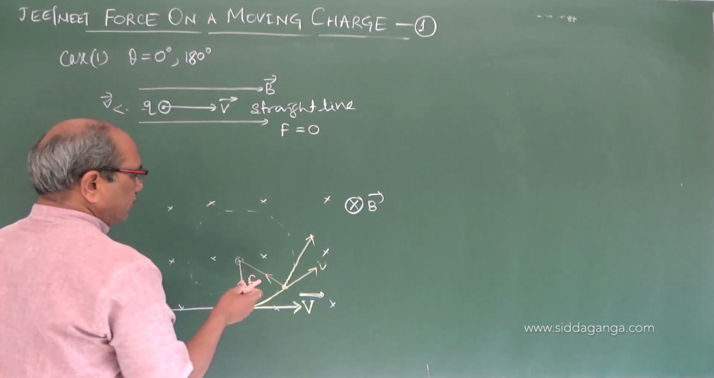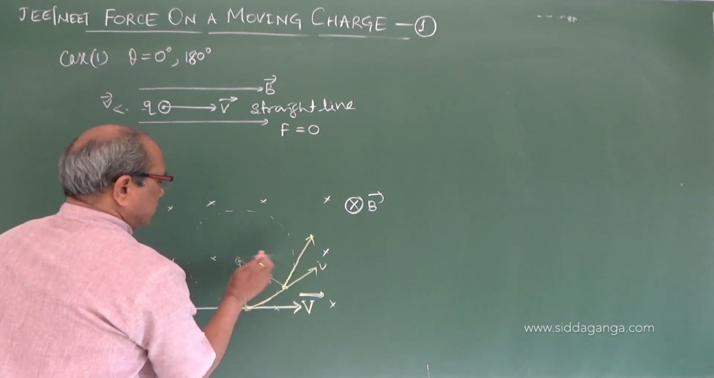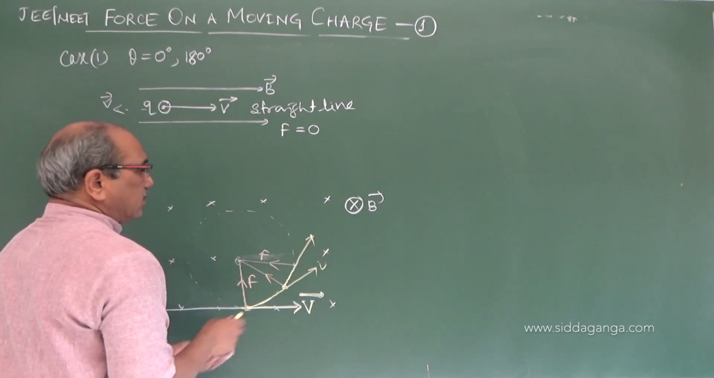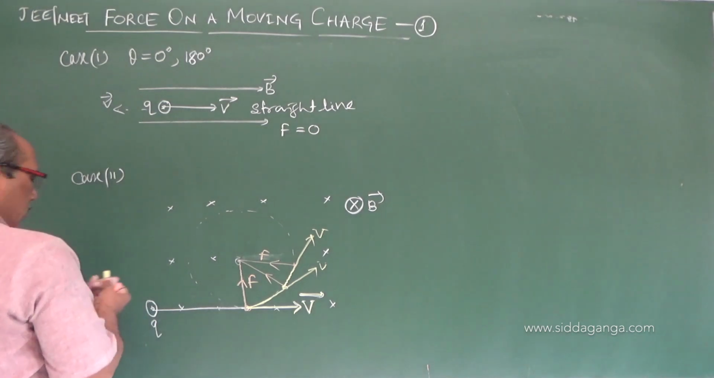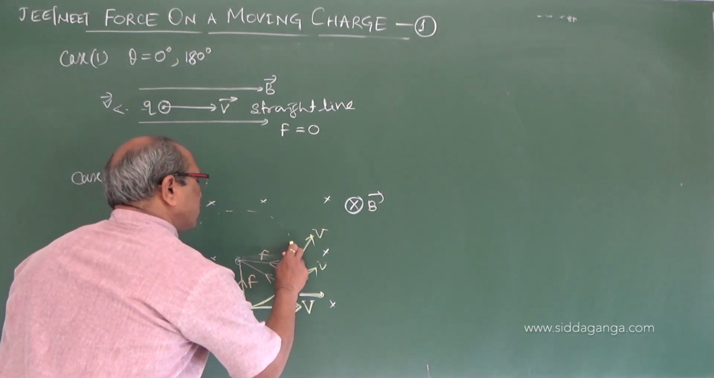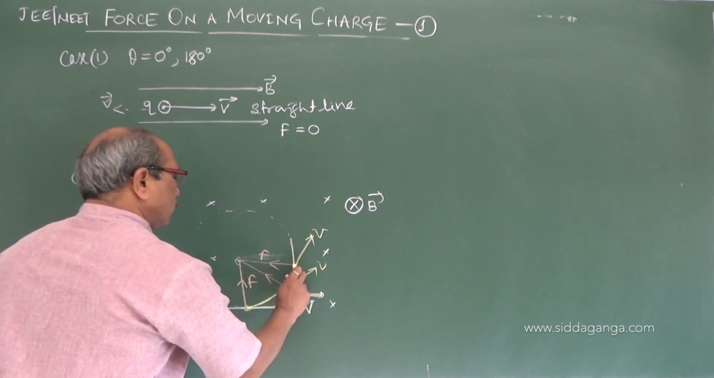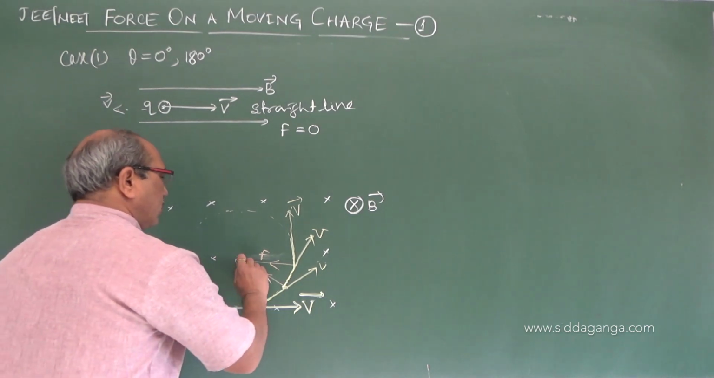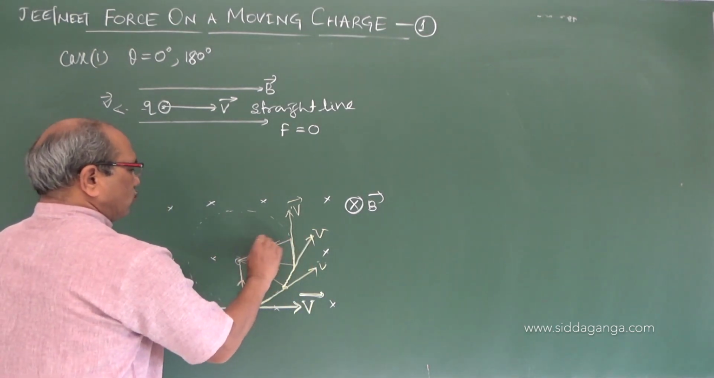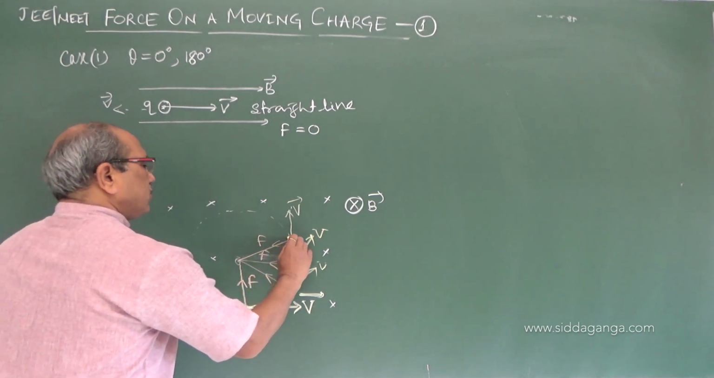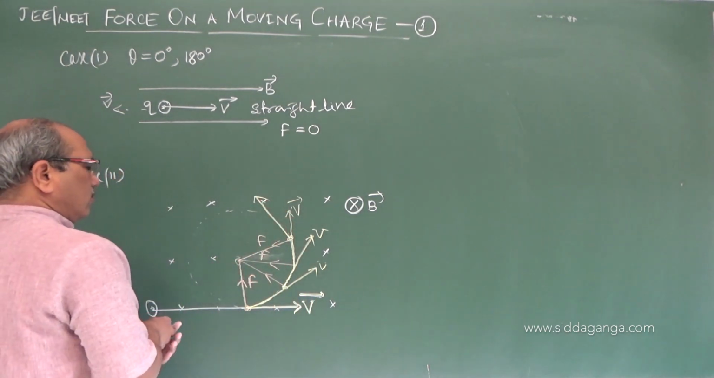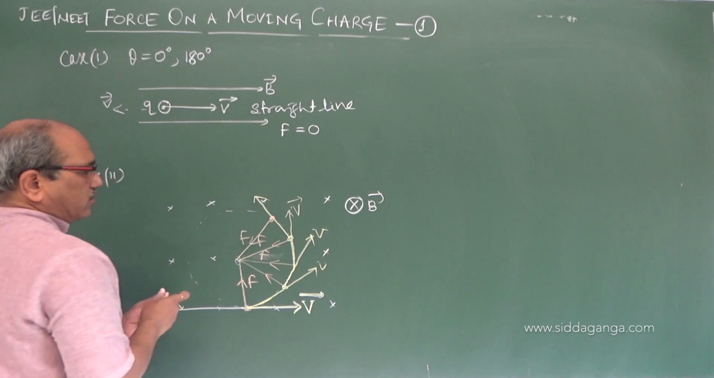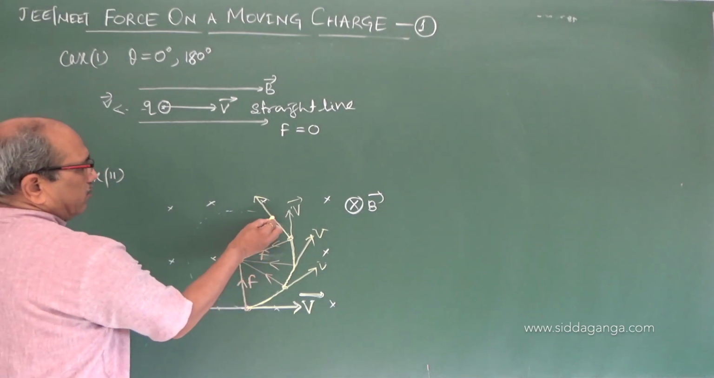So the force acts towards the center. This is the velocity vector. Similarly, this velocity vector makes the resultant, so again it moves towards this direction. And the force again turns, towards the center, and similarly it travels like this. So the direction of the force, you are seeing, is always given by applying Fleming's left hand rule.